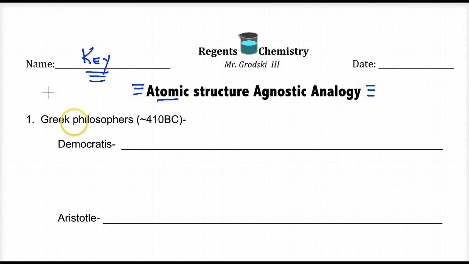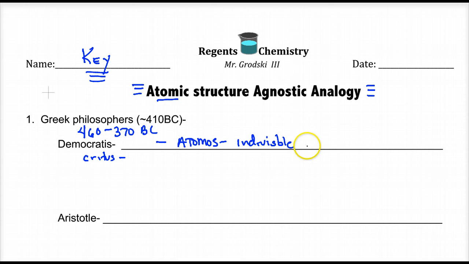In any case, we started with the Greek philosophers, Democritus, and I think I misspelled this. This is Democritus, but in any case, he was alive between 460 and I believe 370 BC. And Democritus was the first to come up with the word atomos. And atomos means indivisible particle.